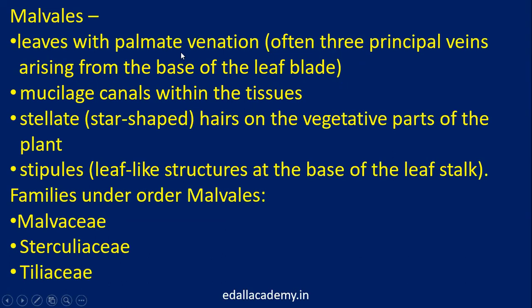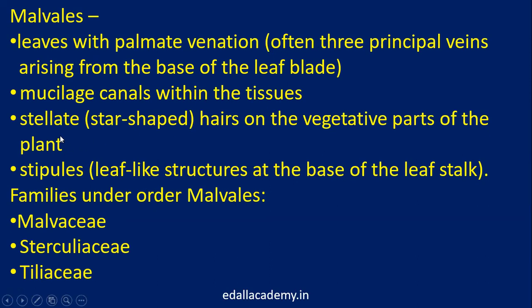What is venation? The mode of arrangement of veins and veinlets on the leaf blade or lamina is called venation. So here, our veins arise from the base of the leaf blade. Such a kind of venation is called palmate venation. How many veins? There are 3 principal veins, important veins, arising from the base of the leaf. At the same time, vegetative parts of the plant body possess mucilage canals. Mucilage canals secrete some gum-like fluids.